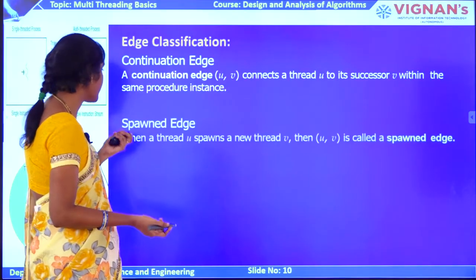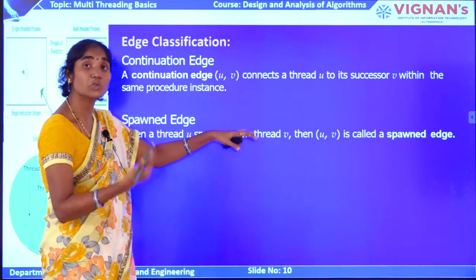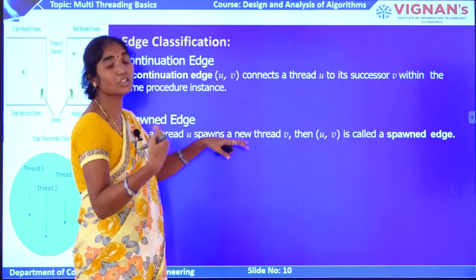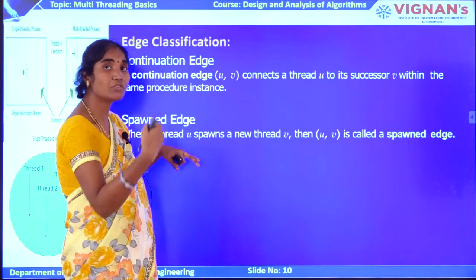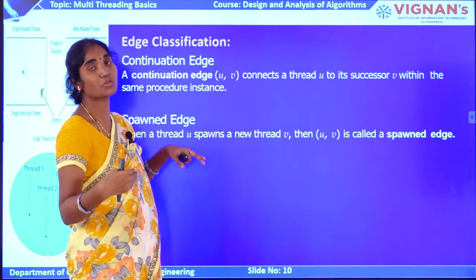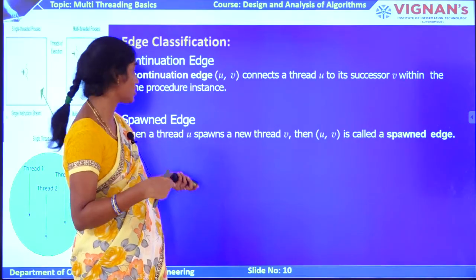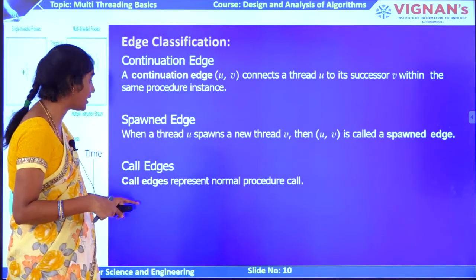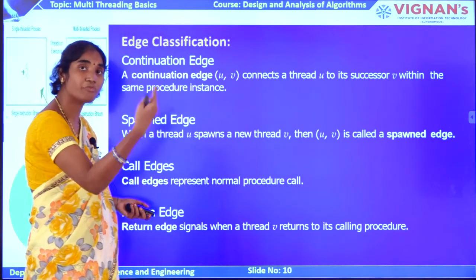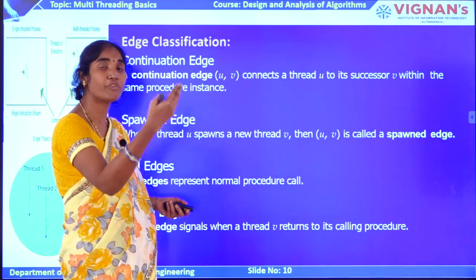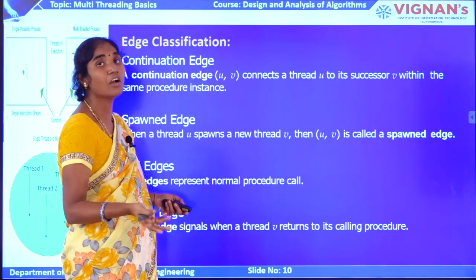Now next one is a spawned edge. Spawned edge means when a thread spawns a new thread. So when a parent wants to begin a new parallel execution of another operation, in that case we are giving a spawn edge. Next one is the call edge. Call edge represents a normal procedure call, nothing but, in order to find fib of 4 I am calling fib of 3 and fib of 2, right. So there I am representing with a call edge.